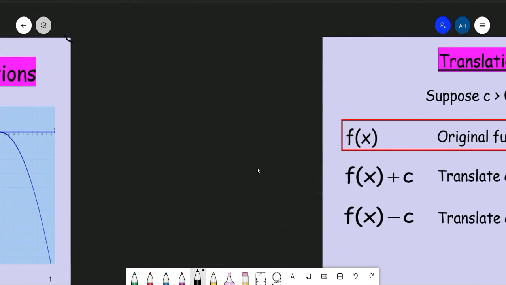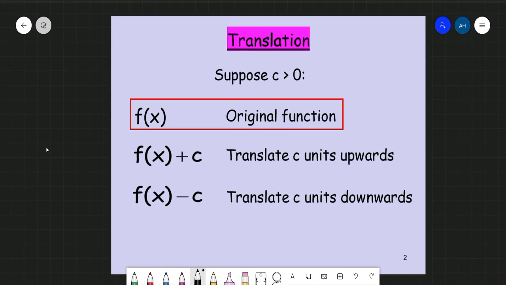So the first type of transformation that we are going to discuss is we call translation. And there are two types. Number one, moving the graph upwards, and the other one, moving the graph downwards. So now suppose that we have a number c that is a real number greater than 0, and our original function is called f(x).